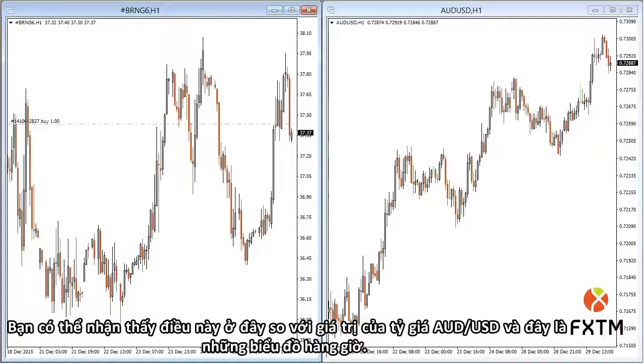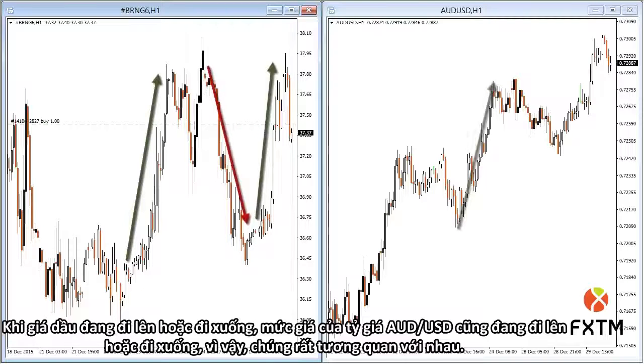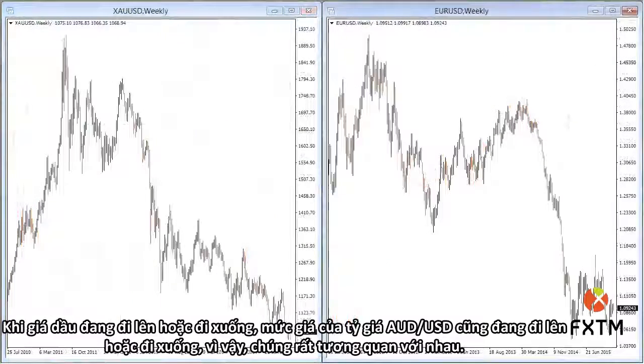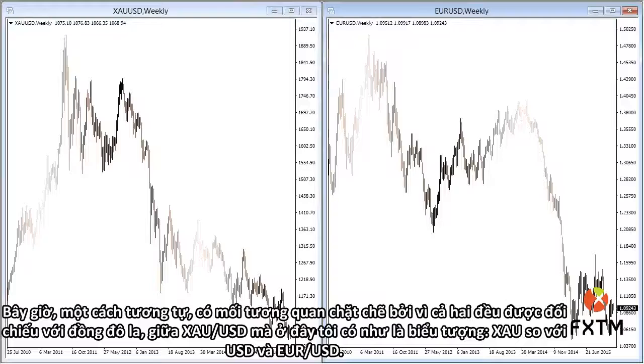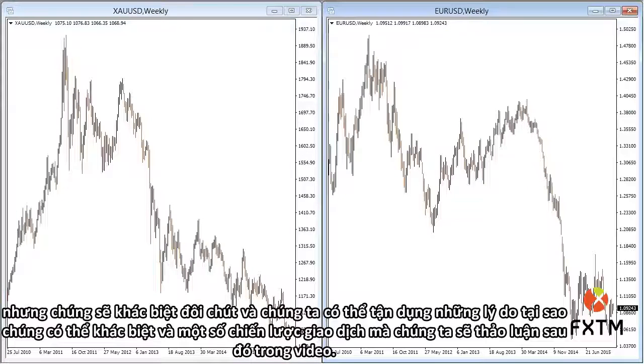Well, you can see it here compared to the value of the Australian dollar to the US dollar, and these are hourly charts. As the oil price is going up or down, the price of the Australian dollar to the US dollar is also going up or down. So they are very correlated. Similarly, there is a tight correlation, because they're both contrasted with the dollar, between gold to the dollar, which here I have as the symbol XAU to the US dollar, and the euro to the US dollar. Because the US dollar is the quote in both cases, they are going to share a certain amount of correlation just automatically, but they will differ a little bit, and we can take advantage of the reasons why they may differ in some trading strategies that we're going to discuss later in the video.